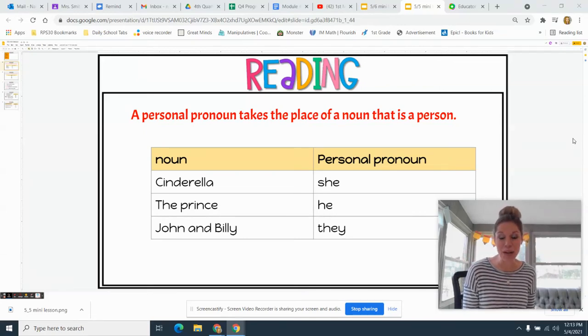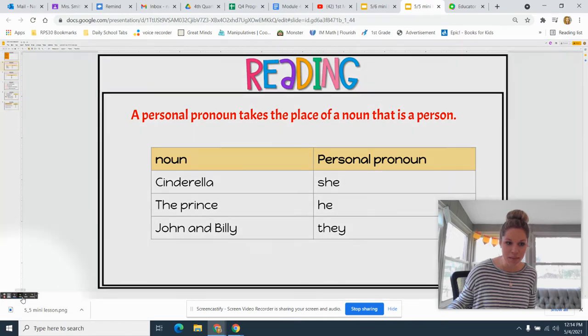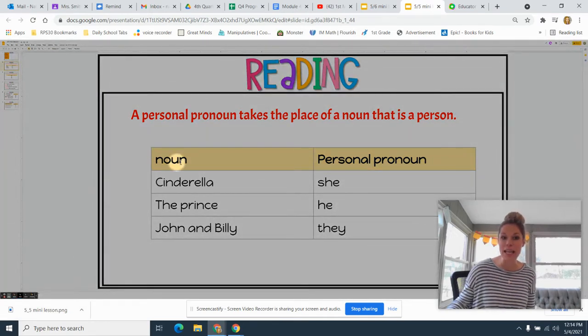Today in our mini lesson, we are going to continue working on pronouns. Yesterday, we talked about personal pronouns, and we said that a personal pronoun takes the place of a noun that is a person. So we made this little chart here, and we said that a personal pronoun takes the place of a noun. So our noun, we could have used Cinderella and changed it to the personal pronoun she. Instead of saying Cinderella went to the ball, we could say she went to the ball.